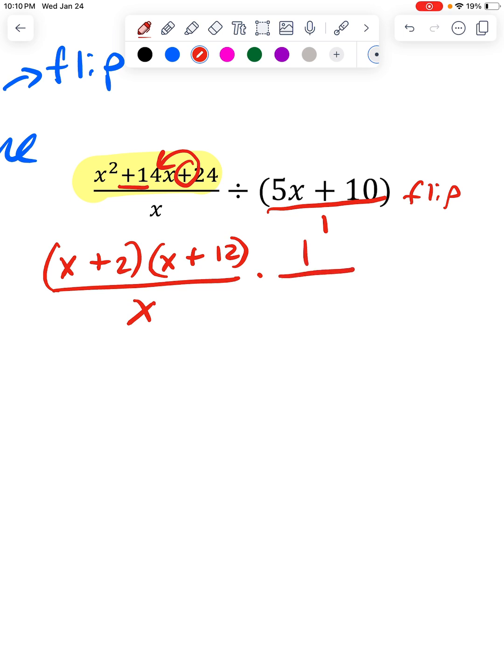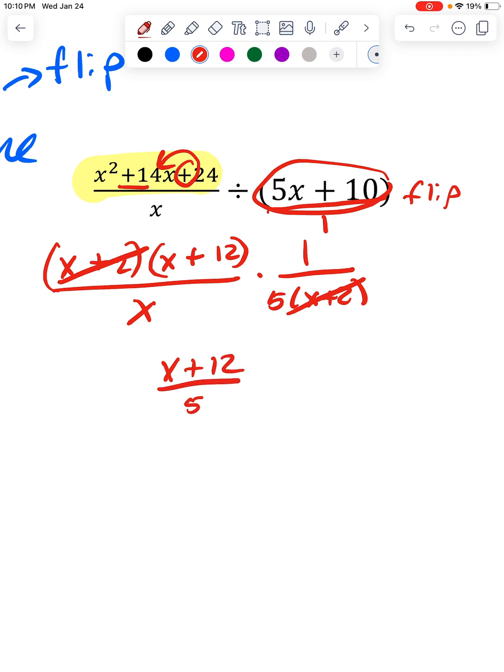Now I'm going to flip the other side over. I'm going to have 1 over 5x plus 10. But for 5x plus 10, I can take out a GCF and pull out a 5, leaving me with x plus 2. Because that's what 5x plus 10 would factor into if I pulled the 5 out. So my x plus 2 cancels with this x plus 2, but that's all that cancels. So I end up with x plus 12 over 5x.